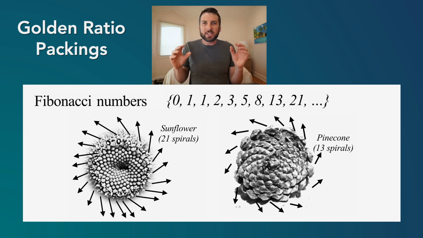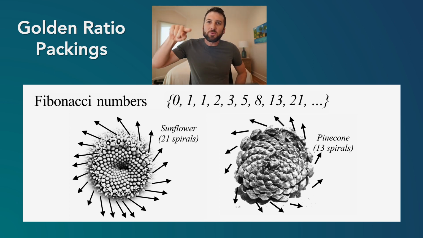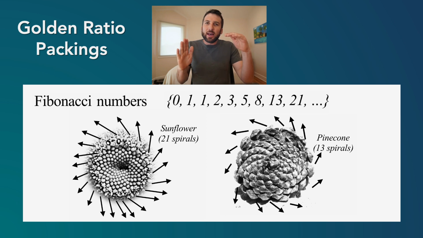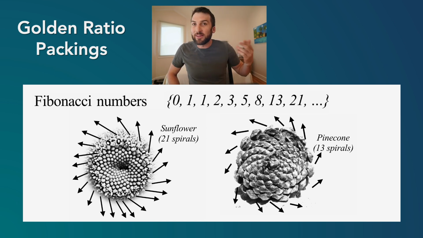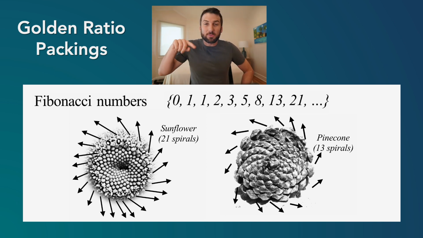Now, what's really interesting about the golden ratio circle packing we saw earlier is that if you look at the various clockwise or anti-clockwise spirals at any given point, like how many edges are going off the circles, and they can be drawn with little arrows, these are always the Fibonacci numbers. So we see here with this sunflower example, there are 21 spirals, which is one of the Fibonacci numbers. With this pinecone, there are 13 spirals that come out, also Fibonacci numbers.